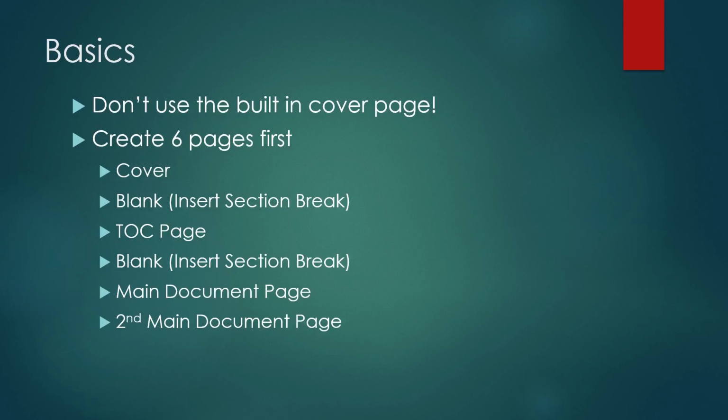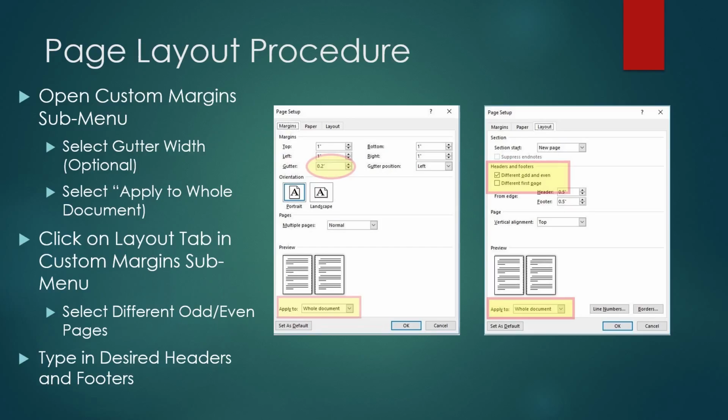But of course that's based on your preference. And it'll have a blank page on the back of it with another section break. Then finally comes your main document page. You'll do a regular page break at the end of that page and then do a second main document page. That would be all 6 of your pages done.